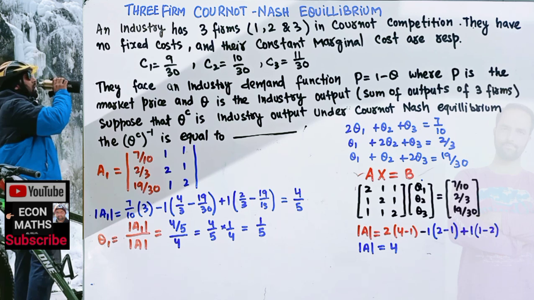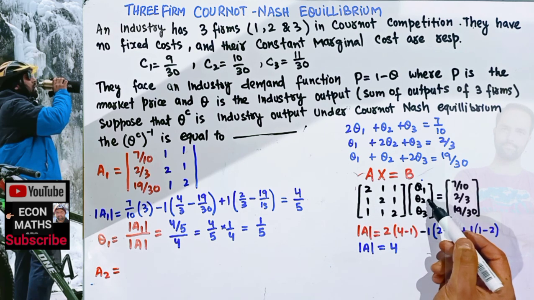Same logic to find the value of q2. What will we do? We will form a new matrix. Now to find the value of q2, we form a new matrix. Let's denote it by... let me see if I have the space. Okay, so to find out the value of q2, we form a new matrix.